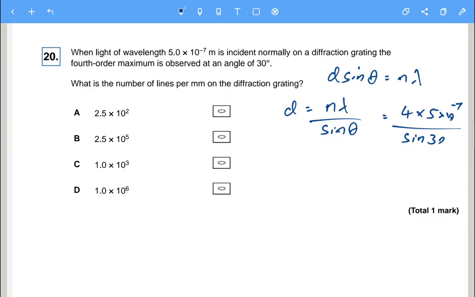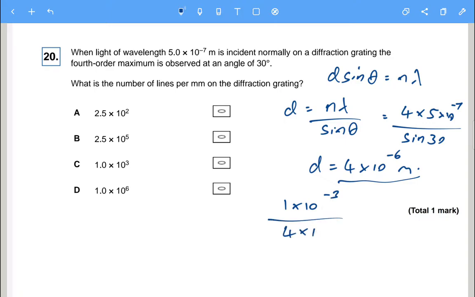So yeah, if you do that, you get d. So let's see what that is. The value for d, the distance between two individual lines, is 4 times 10 to the minus 6 meters. Then we just need to find the number of lines per millimetre. So a millimetre, which is 1 times 10 to the minus 3, divided by the distance between two individual lines, 4 times 10 to the minus 6, will give you 250 lines per millimetre, which is 2.5 times 10 to the 2.